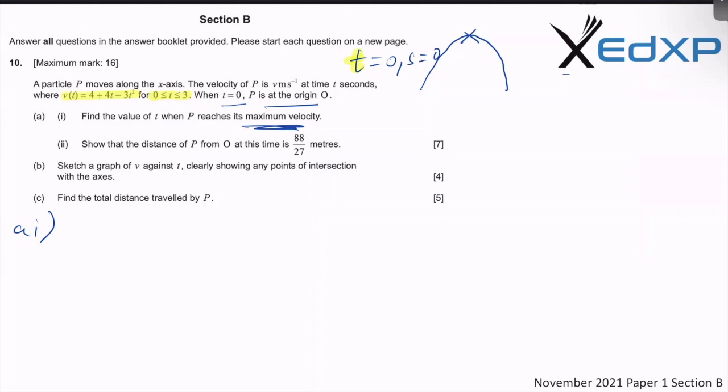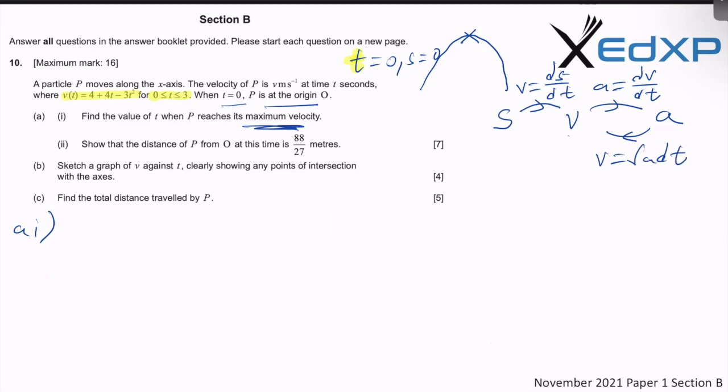Okay, always remember in kinematics questions, we use the formula SVA. Okay, so if we want to differentiate displacement, we get velocity. If you want to find acceleration, you can differentiate velocity. If you want, you can go backwards. If you want to find velocity, you can integrate acceleration. And if you want to find displacement, you can integrate velocity. Okay, so this is the important SVA rule.